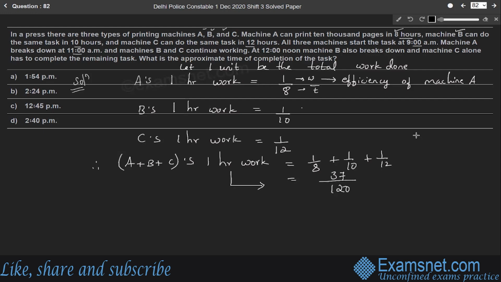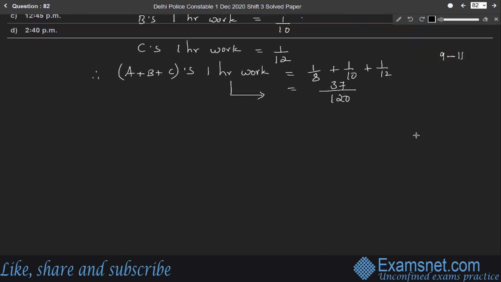Now come back to the question. All three machines start the task at 9 a.m. Machine A breaks down at 11 a.m. So up to 11 a.m., from 9 to 11 a.m., all three machines work together. Therefore, the work done by A, B and C in 2 hours is 2 times 37 by 120, which is 37 by 60.